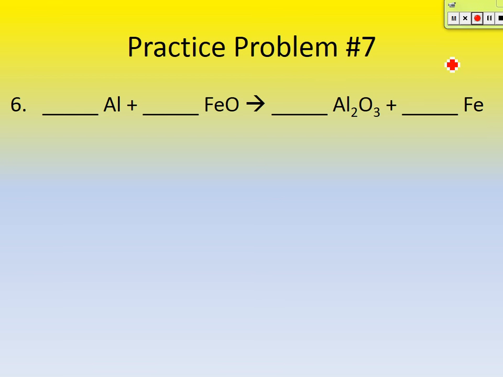Okay, let's see how you did. We find the arrow. Draw the line down. That separates my reactants from my products. Now let's list the elements. I've got aluminum. I've got iron. Notice that I just go from left to right. I don't care the order. Doesn't really matter, but I like to keep it orderly. And then oxygen was listed last. I'm going to put it on the bottom.